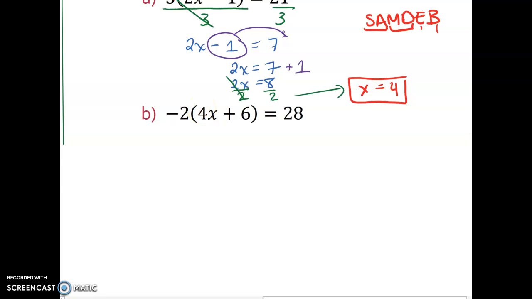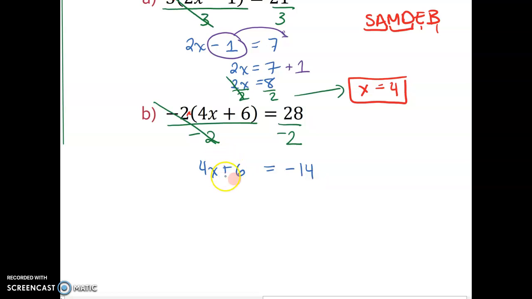Anyways, so we're trying to get rid of this negative 2. So I gotta divide out the negative 2, because the operation between that negative 2 and the bracket was the multiplication. So divide out the negative 2 on one side, I have to do to the other. So that's gone. I'm left with the 4x plus 6. Remember, I just got rid of the negative 2. I unwrapped my gift. I have 4x plus 6 left over. On the right side, 28 divided by negative 2, which would give me a negative 14.